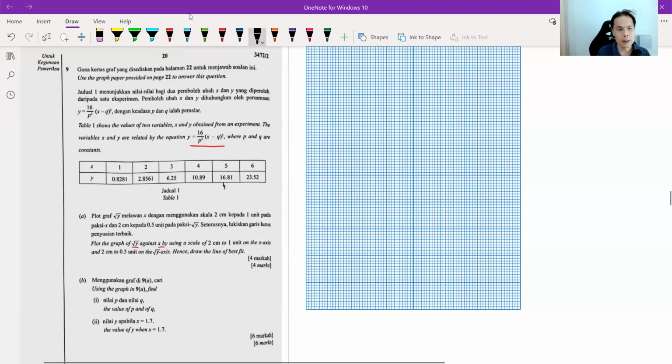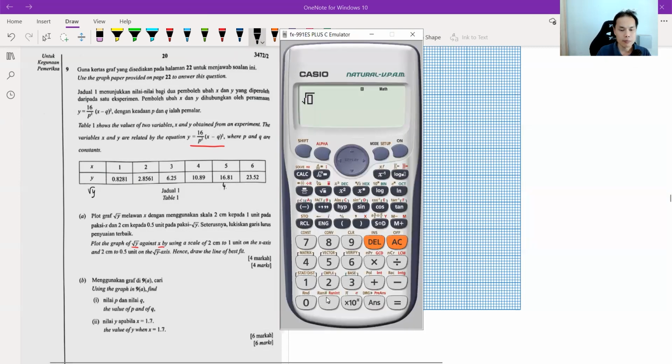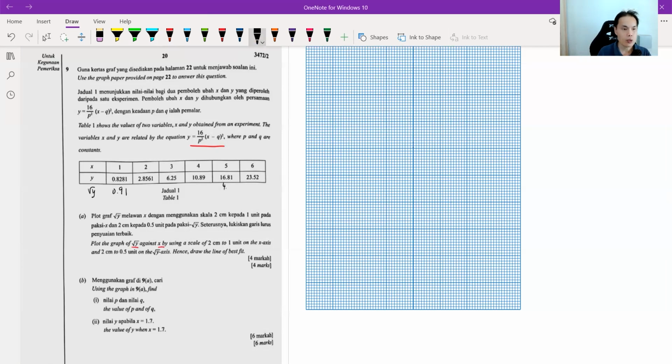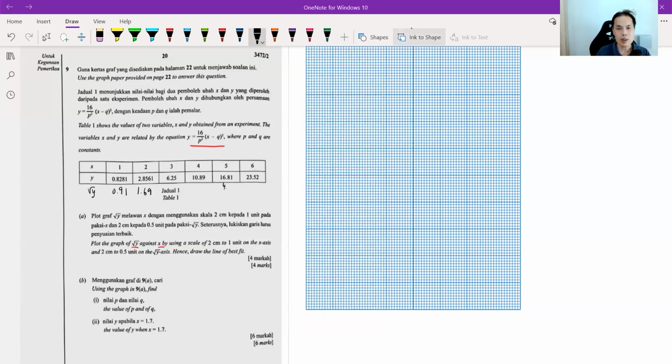Now, number one, you need to recalculate your square root y. X, we don't have to do anything. So now let me write my square root y over here. We have to use a calculator. The first y value, 0.8281. This will give us 0.91. Second one, we'll take square root of 2.8561. This will give us 1.69. The next one, 6.25.